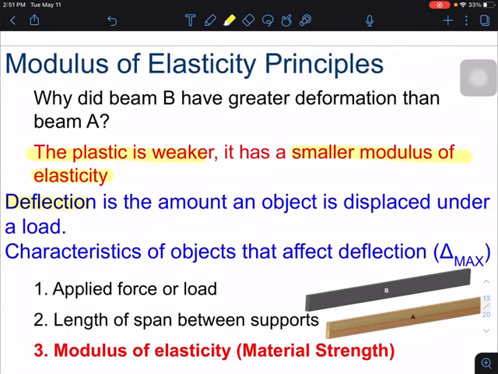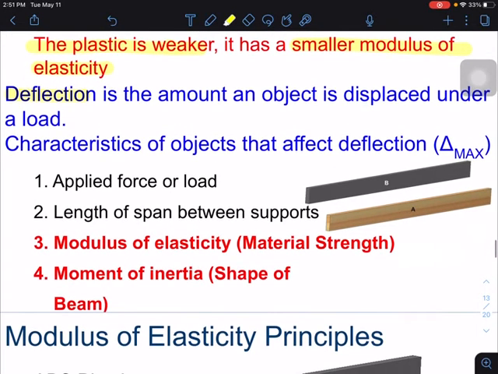Deflection is the amount an object is displaced under a load. These are the four characteristics that you're going to use to answer your questions that affect the deflection. Deflection has a symbol of delta max. This triangle maximum means how much it will bend.